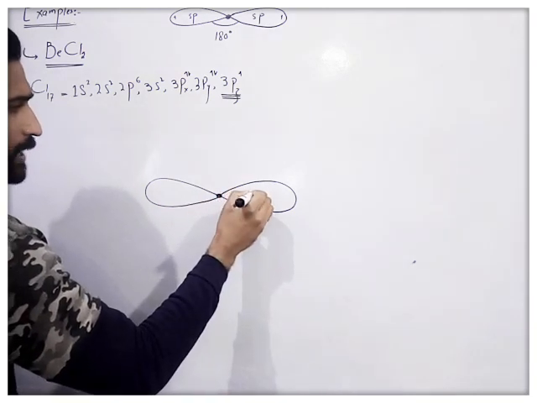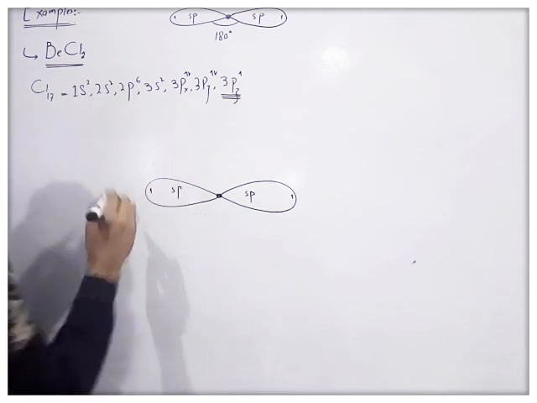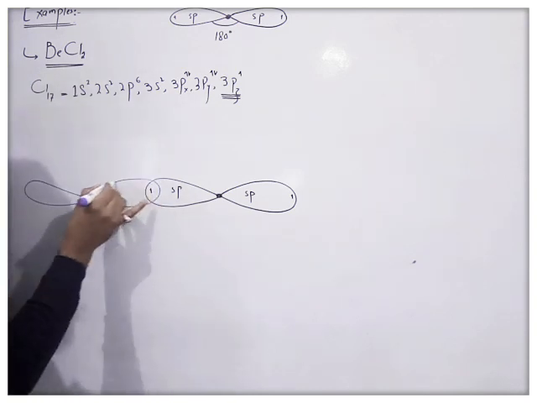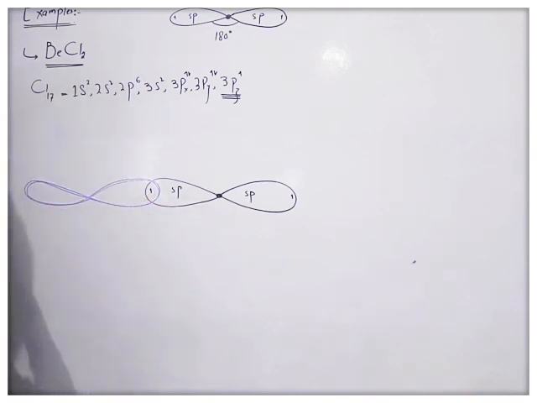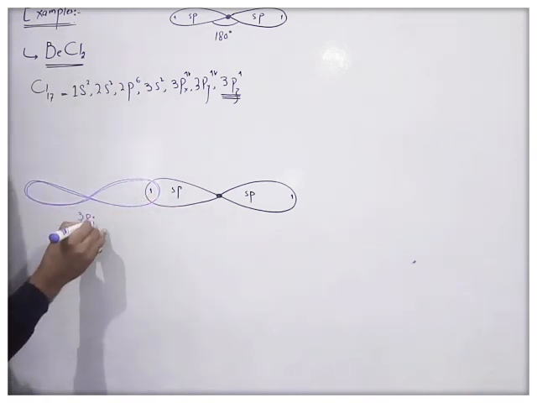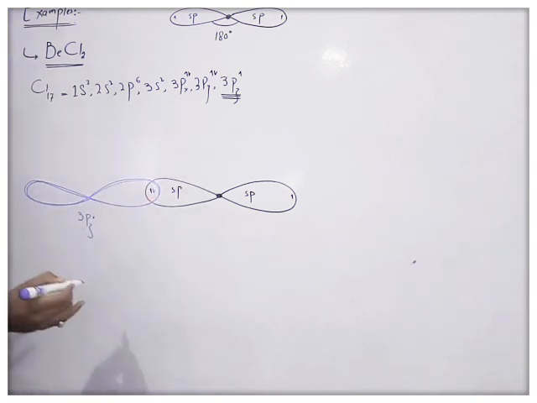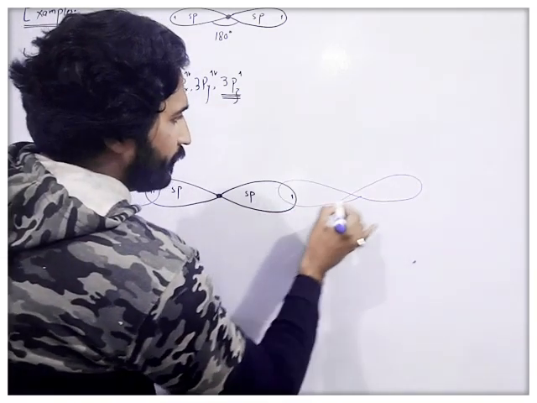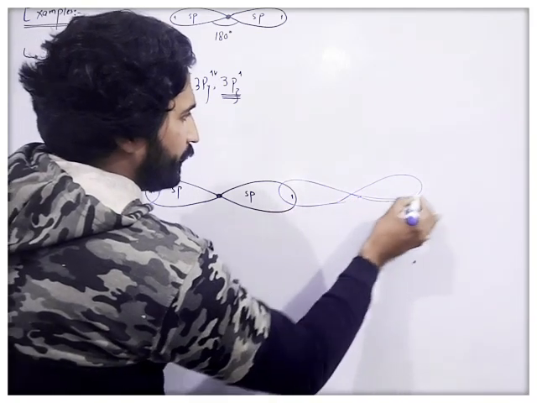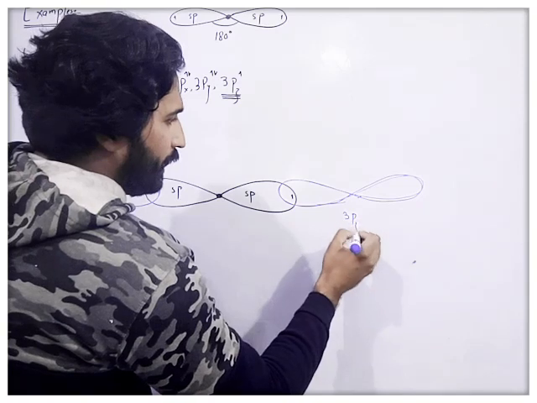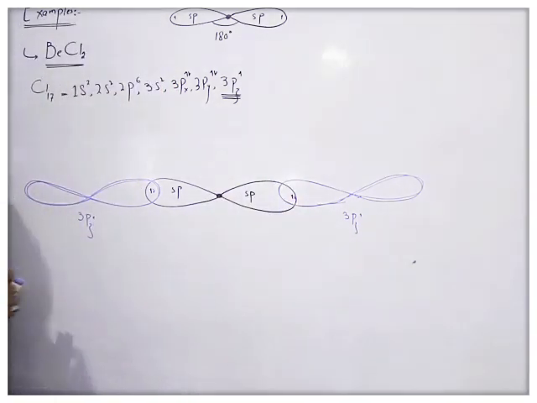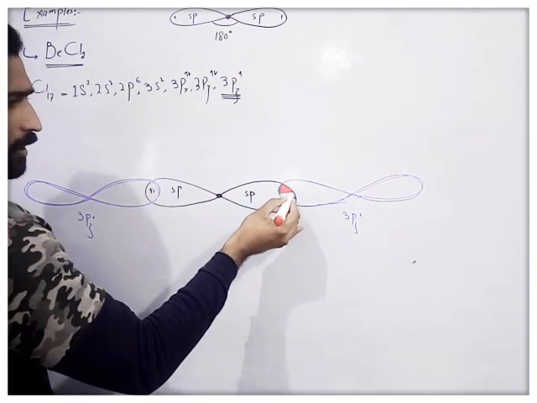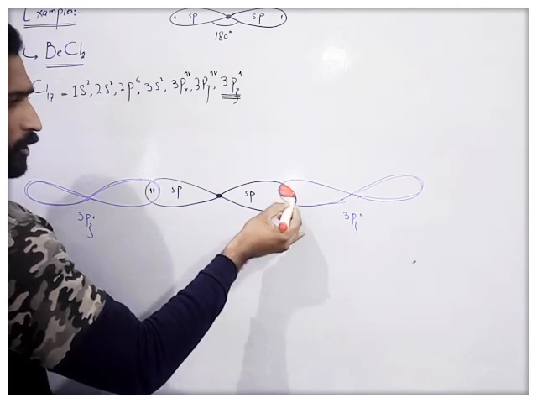Beryllium which is sp hybrid has two sp hybrid orbitals, and that is 3pz of one chlorine. 3pz of one chlorine contains one electron, and 3pz of the second chlorine also contains one electron, and here is the overlapping of sp and 3pz atomic orbital, that is linear overlapping.